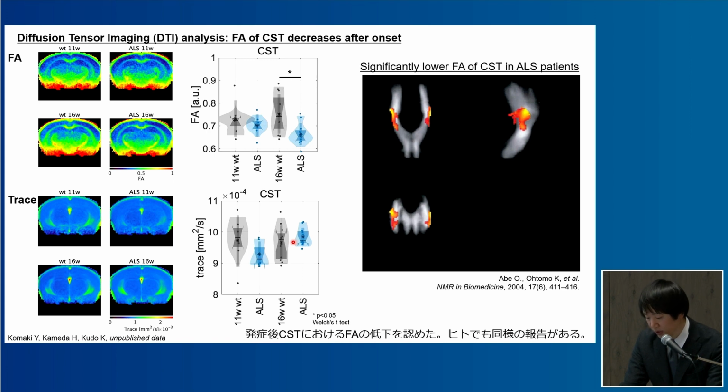Next, we present the results of DTI analysis. Fractional anisotropy, FA, indicating water diffusion anisotropy, decreased significantly after the onset of ALS. Similarly, decreased FA was observed in the trigeminal motor nucleus and facial nerve. Professor Abe of the University of Tokyo reported significant CST FA reduction in human patients in 2004, confirming our findings across species.